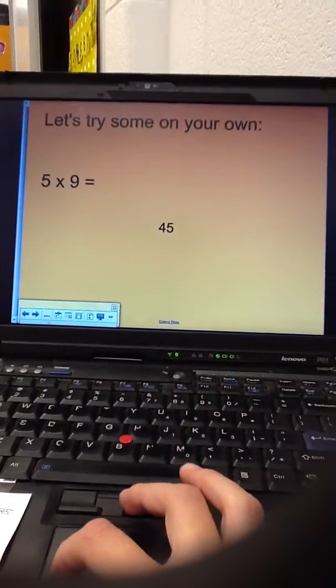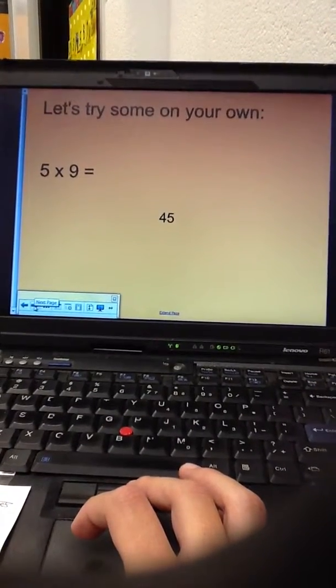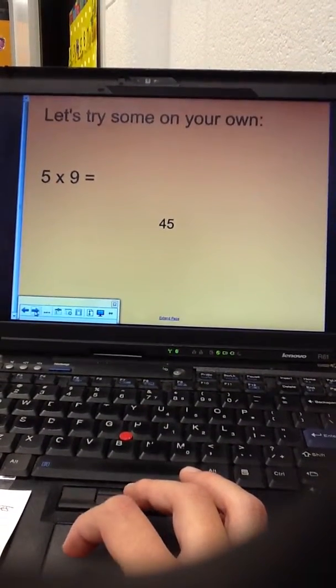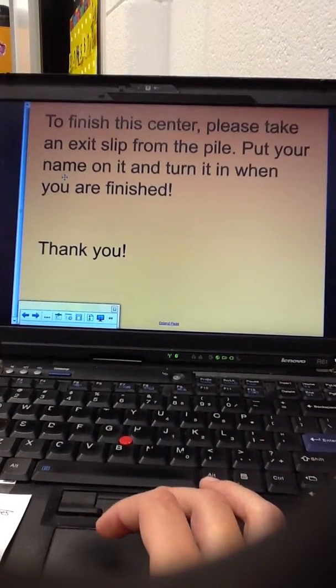Now, we've solved several of these problems on our own. And we've used several different strategies, and we've talked to our neighbors about the strategies that they've used. Now, you have an exit slip to finish out our center.